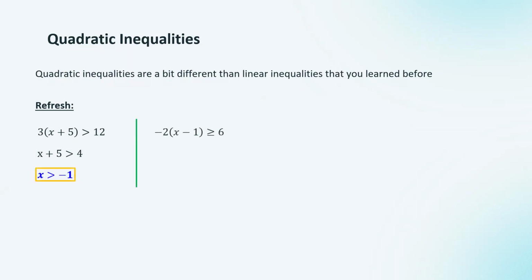The second problem is this. And again, we can try to divide both sides by -2. But remember, if we divide by a negative number, the sign will be flipped. After this, we can try to do some simple algebra, and we know that the solution is x is less than or equal to -2.